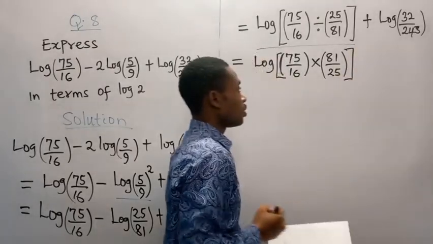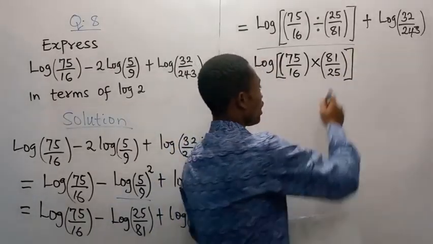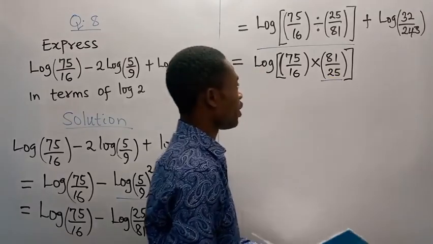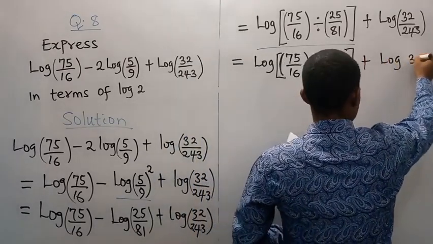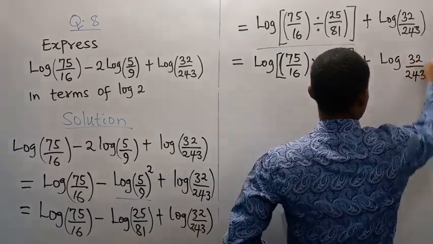So this is being enclosed. I'm going to underline 81 over 25. Then of course this is going to be plus log 32 all over 243.